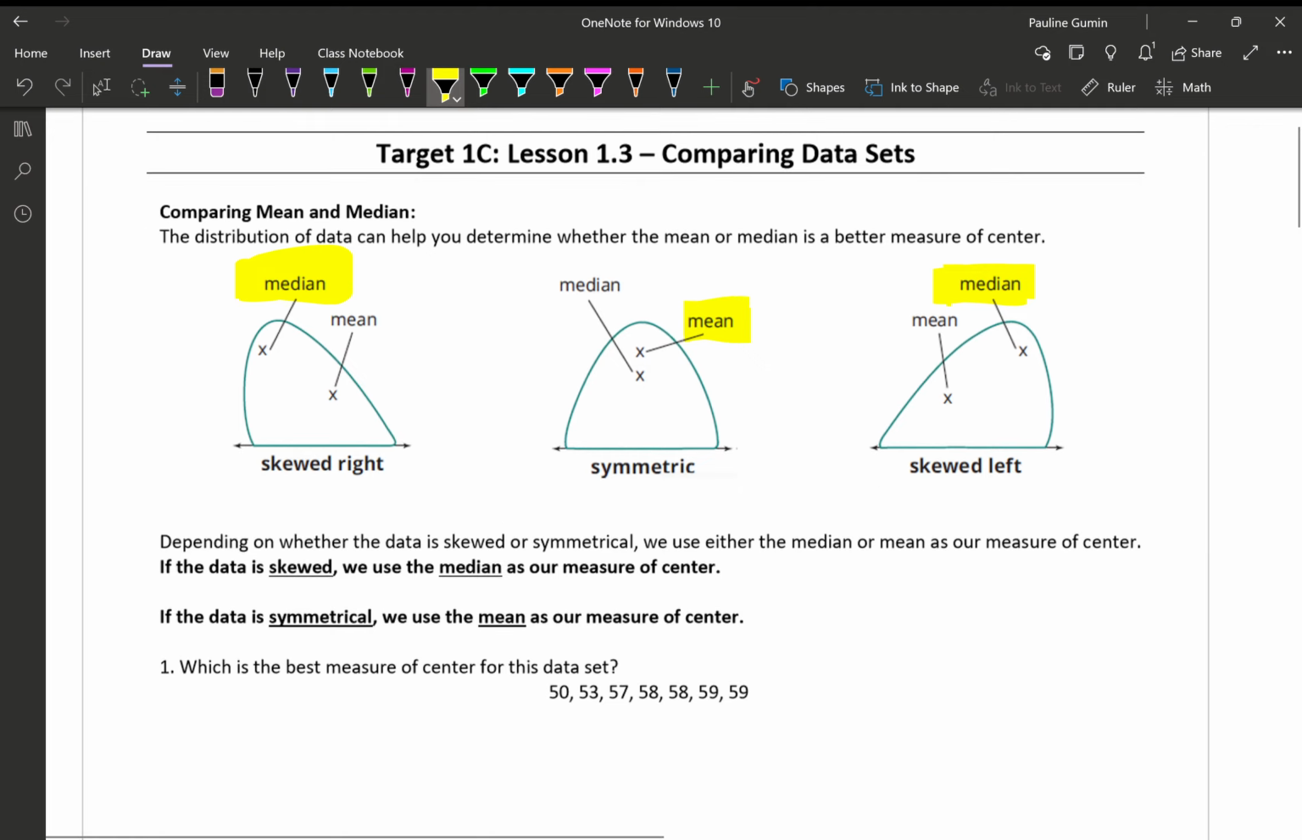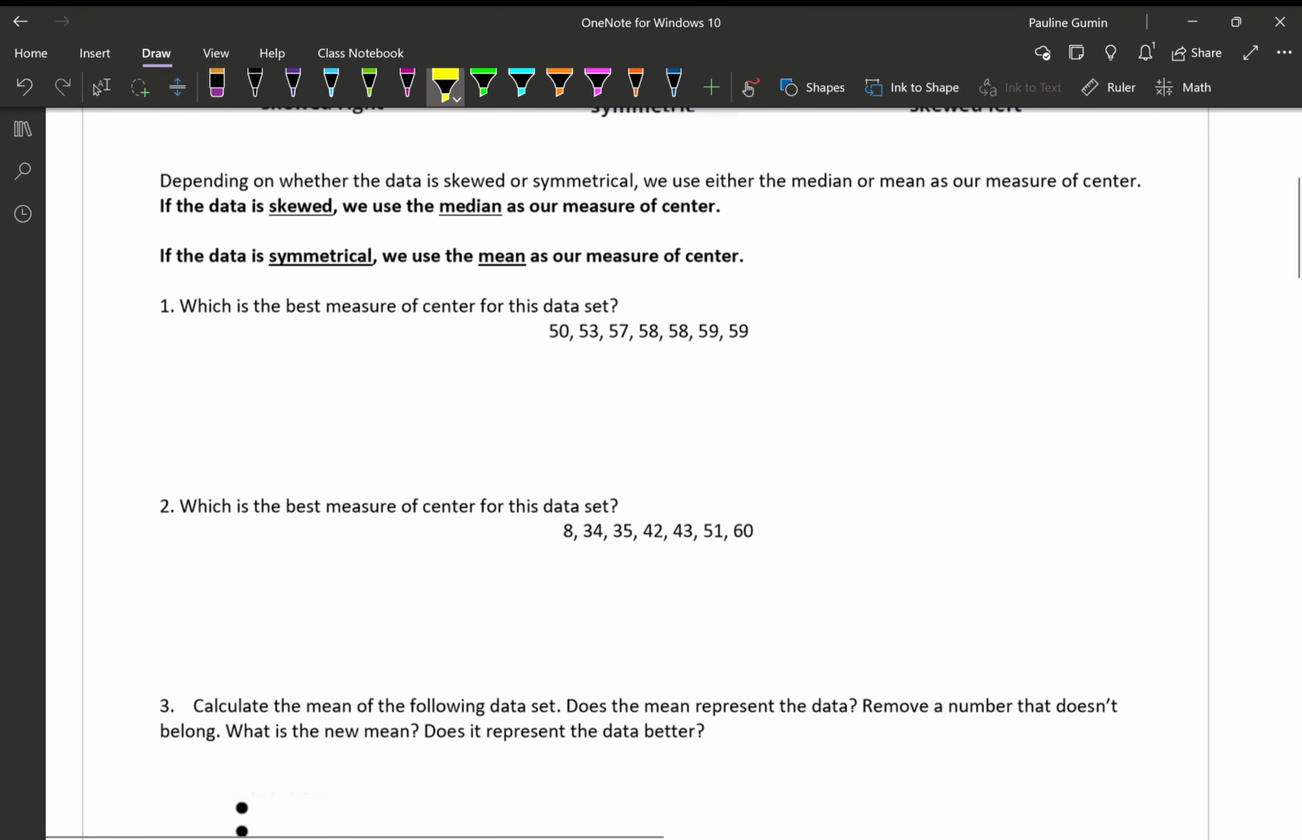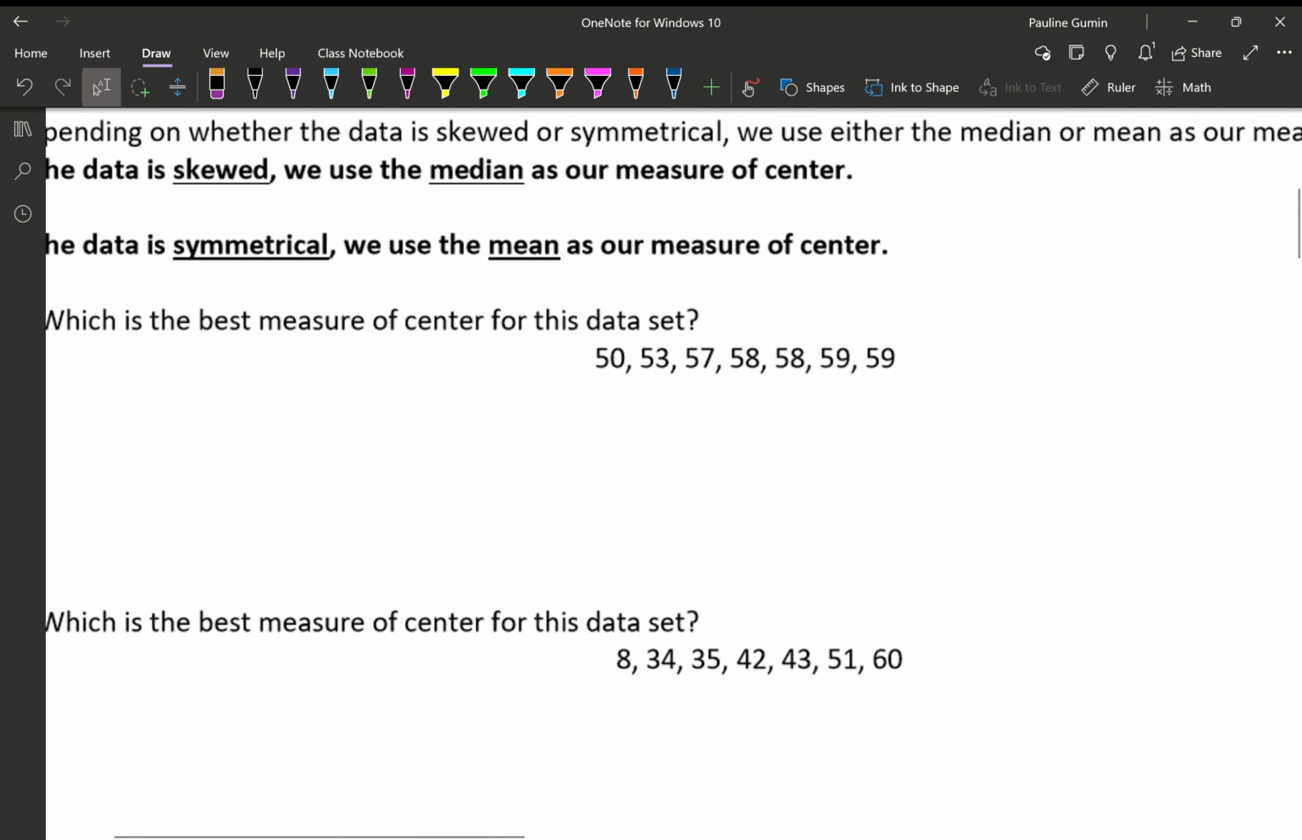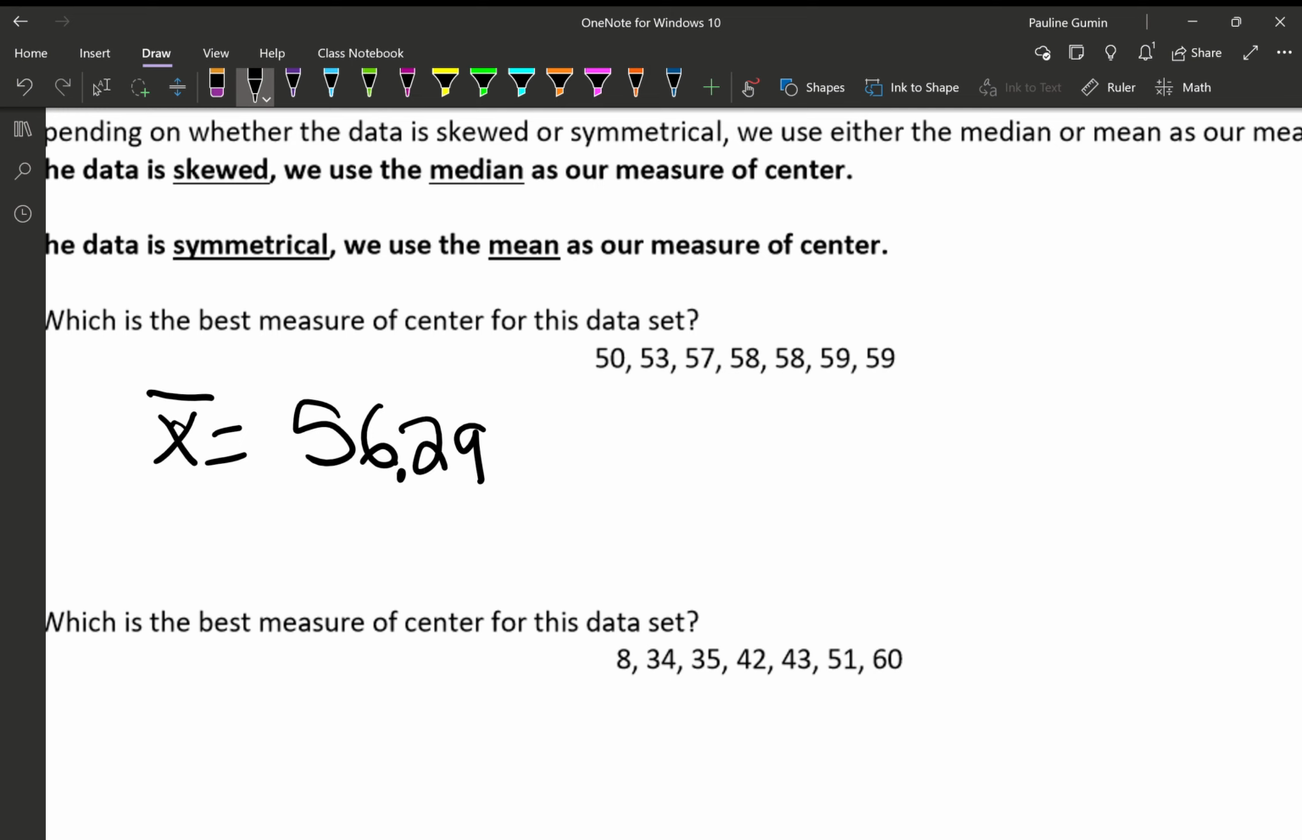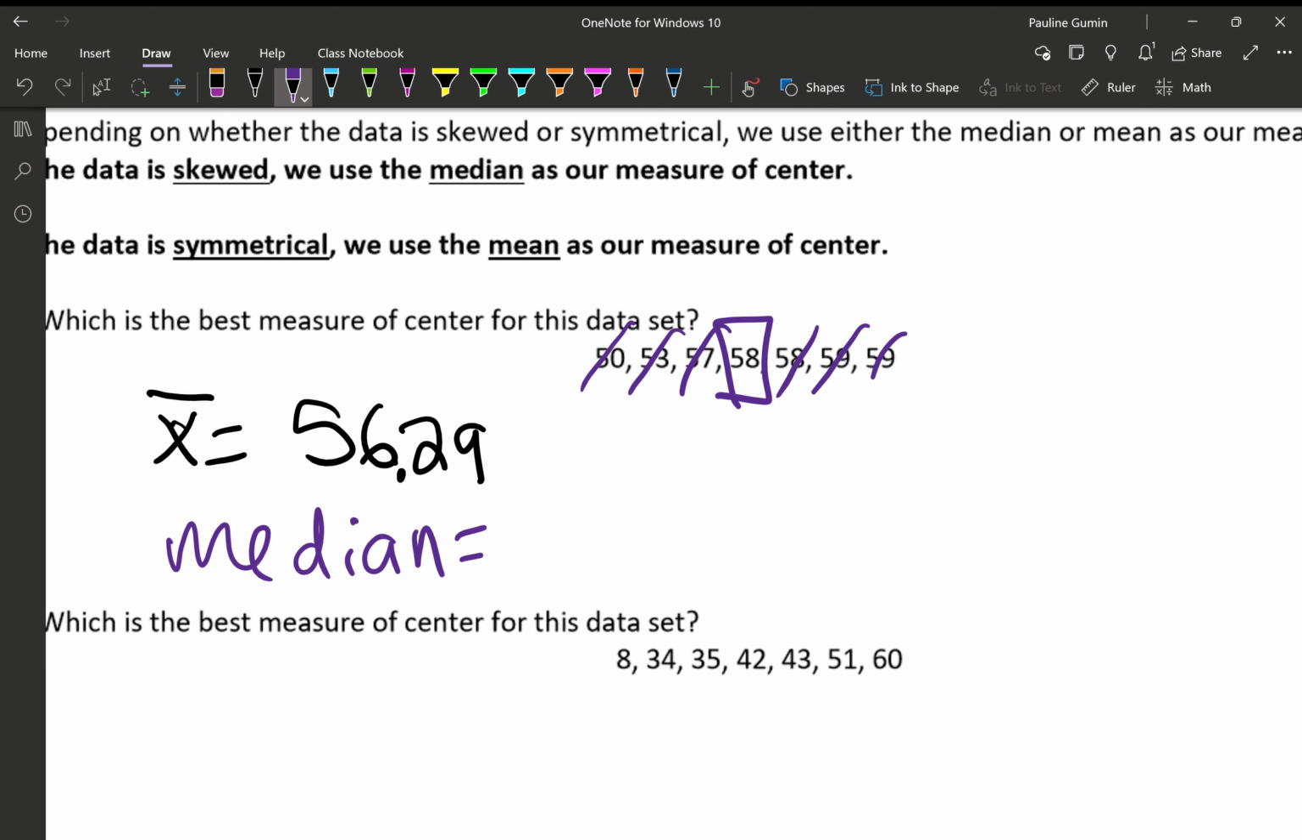Anyways, let's figure out the best measure of center for this data set. It's in order, which is wonderful. So let's calculate the mean. I'm using my calculator, and I got 56.29. Now let's find the median. 58. So our median is 58. Those are more than one away, so we are going to use the median.